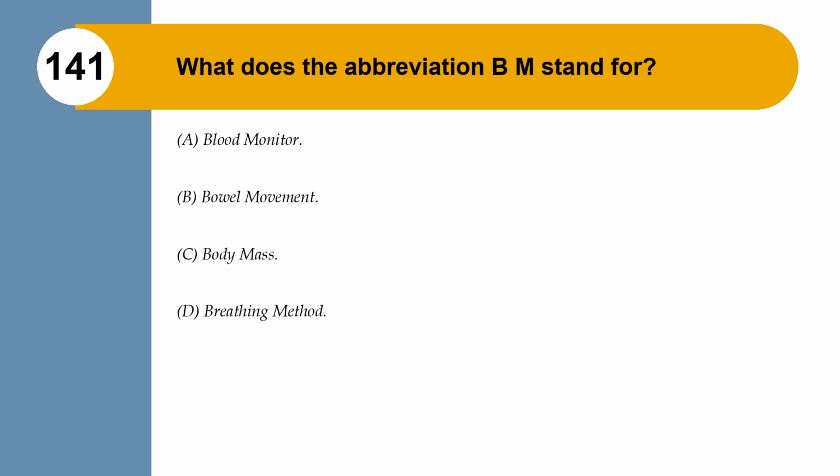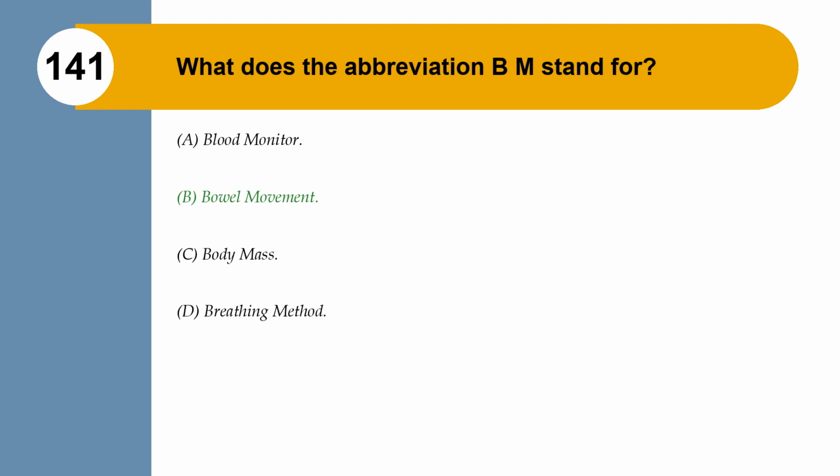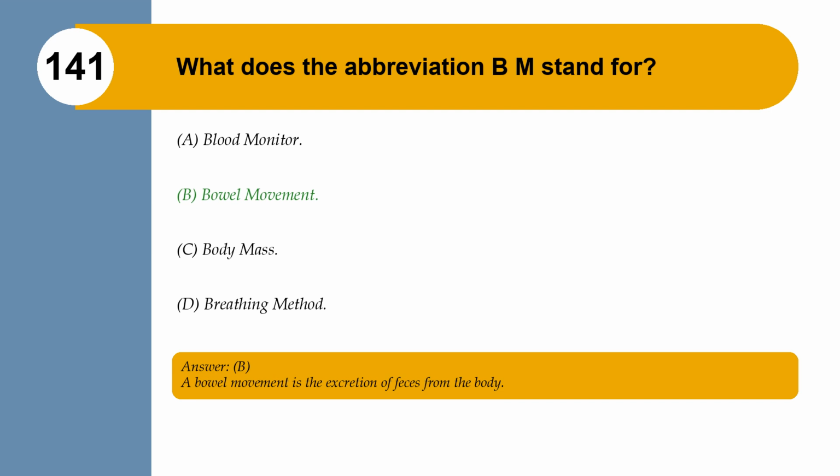Question 141. What does the abbreviation BM stand for? Option A, blood monitor. Option B, bowel movement. Option C, body mass. Option D, breathing method. The correct answer is option B, bowel movement. Explanation. A bowel movement is the excretion of feces from the body.